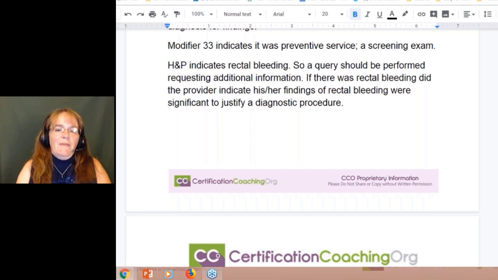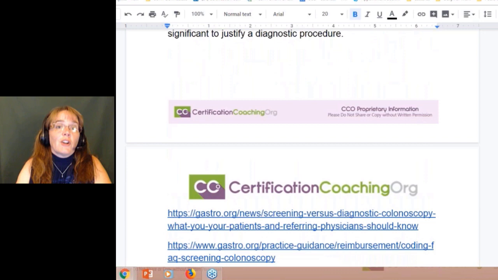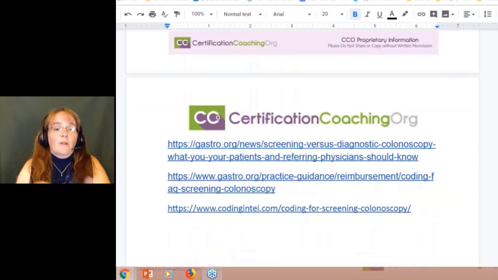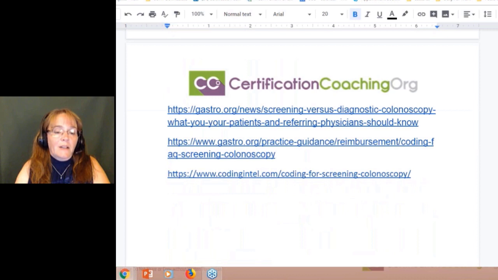We need more information. If there was rectal bleeding, did this fall into that category that it's the provider's decision? Well, it could be rectal bleeding from some other reason, maybe a medication or maybe a digital rectal exam, who knows? But was it specifically continuous rectal bleeding, or whatever qualifications that physician determined would fall under a screening or a diagnostic. So some of the links that I included were some of the sources I got this information from regarding colonoscopy screening versus diagnostic.